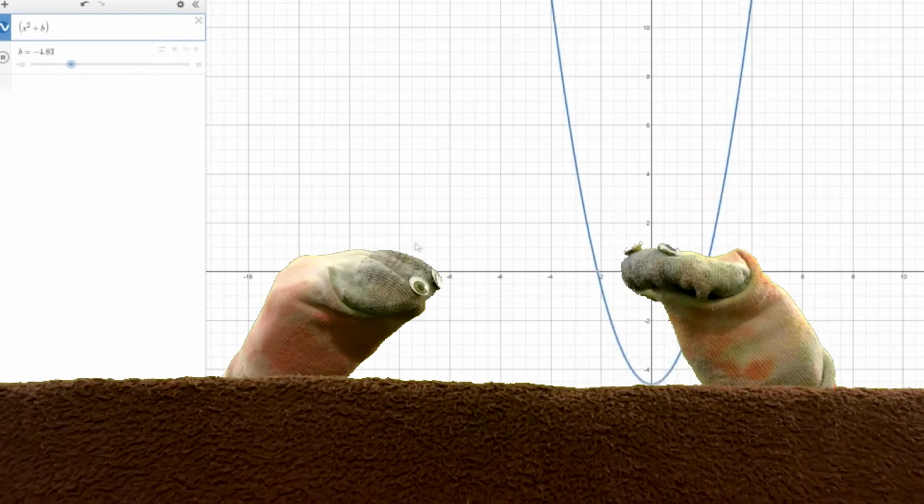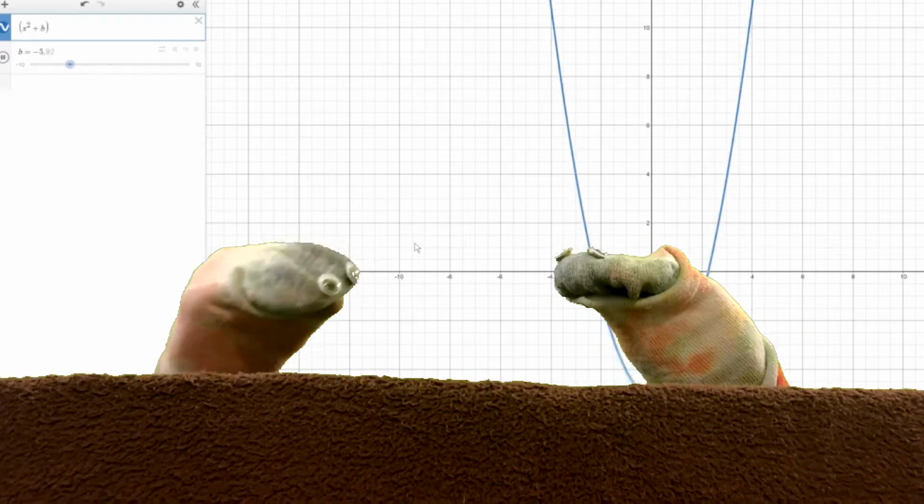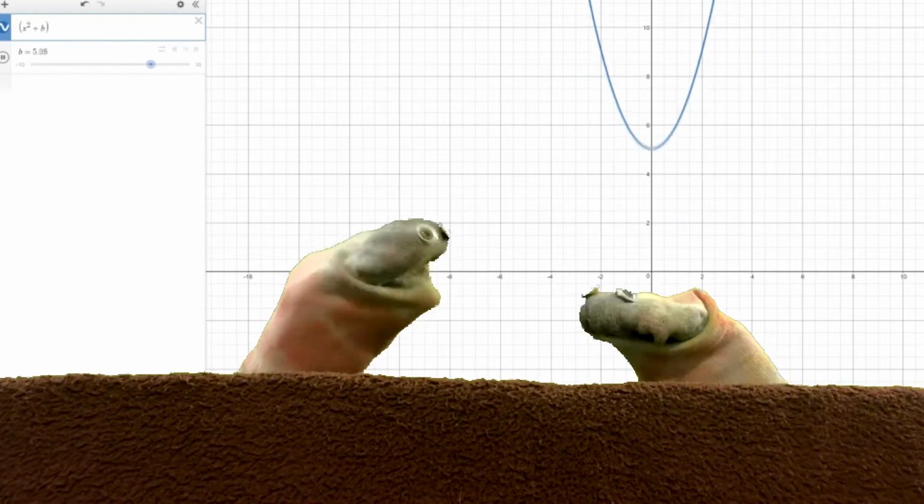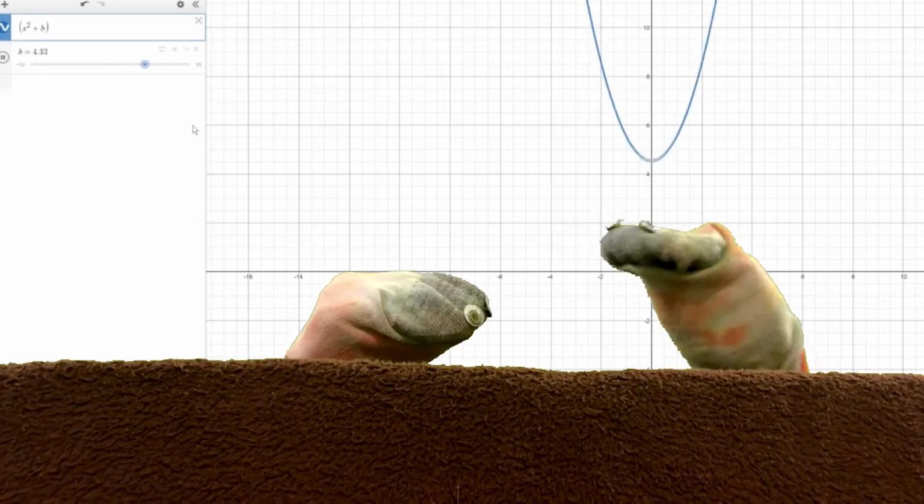But wouldn't it be the other way around? No, because when in the parentheses you compress and stretch by the reciprocal of the number.